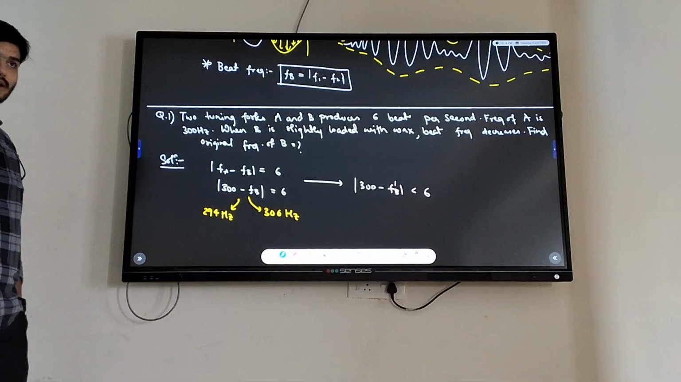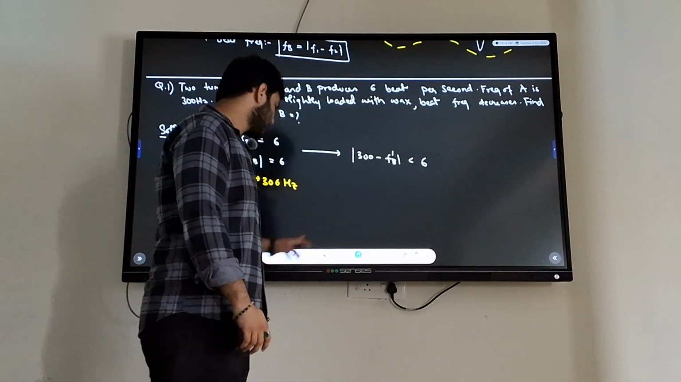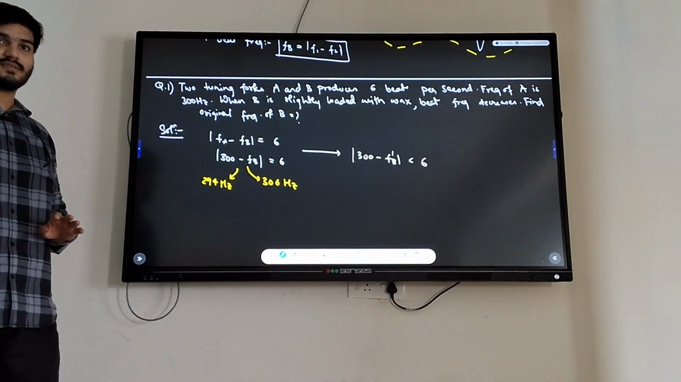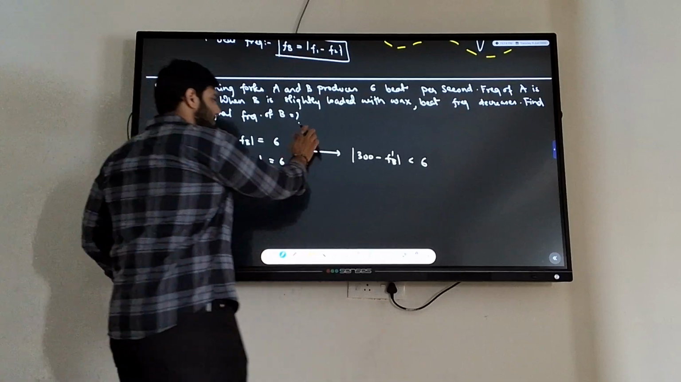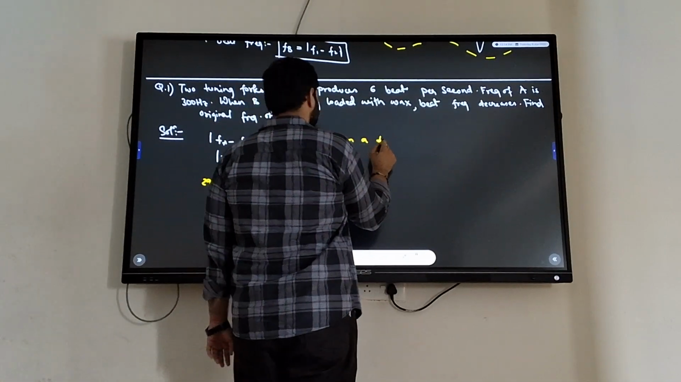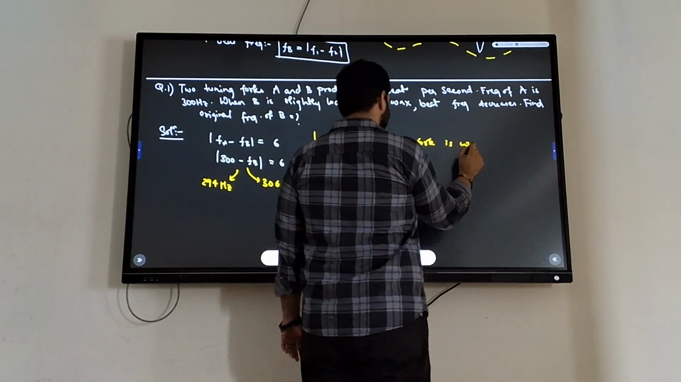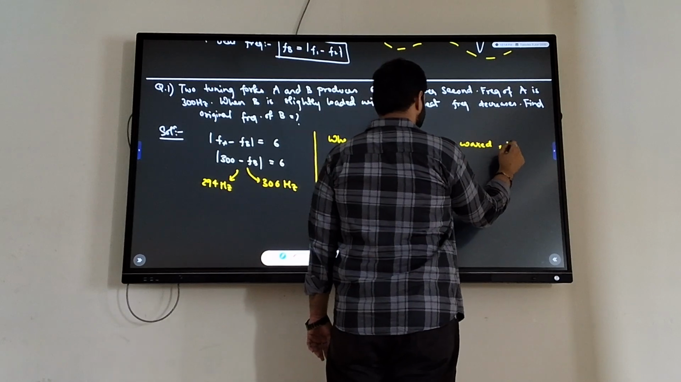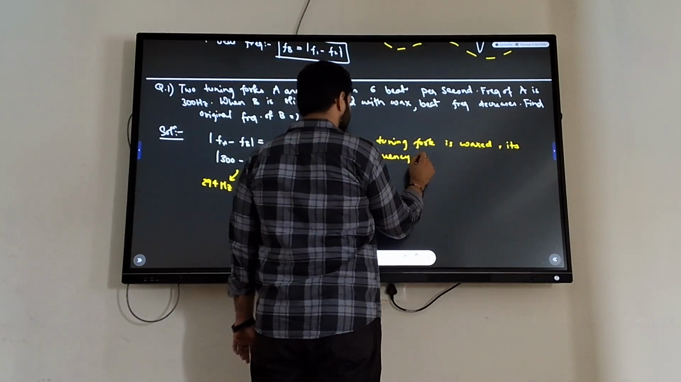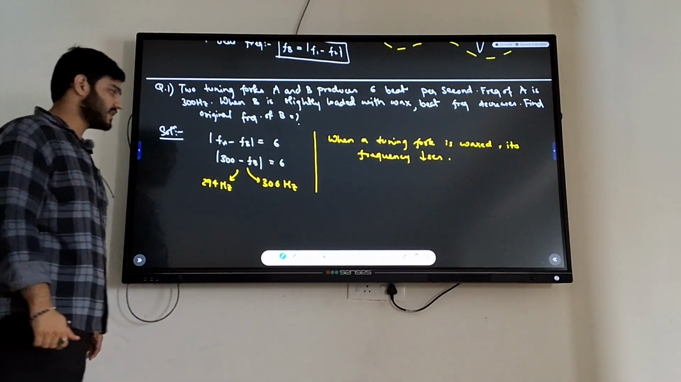Yes? Correct? Now when you slightly wax something, when you wax a prongs या फिर this tuning fork, what happens? The frequency decreases. You should know this. तो मैं ये लिख देता हूँ information. When a tuning fork is waxed, its frequency decreases. ठीक है? Its final frequency is going to decrease.